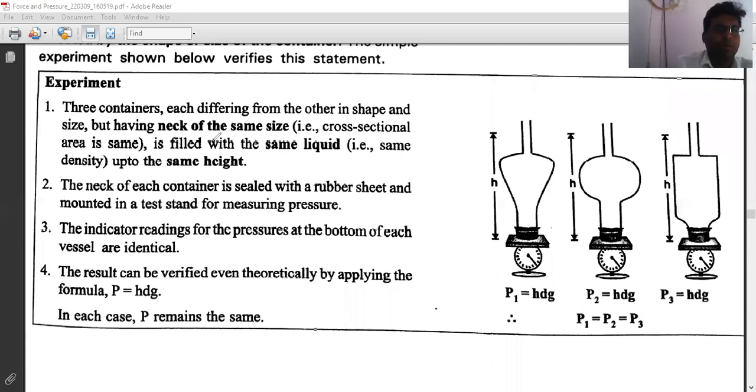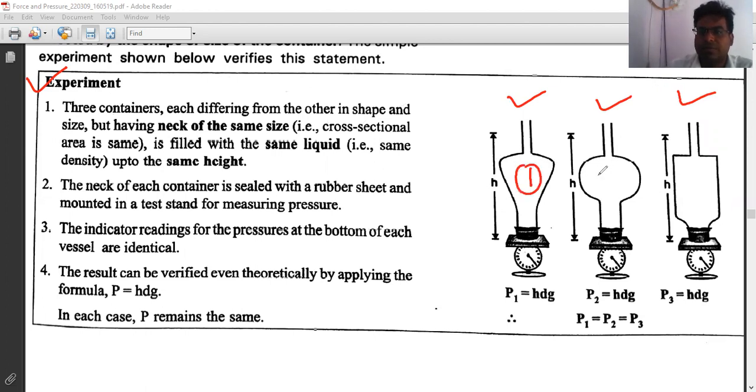So our next topic is, as we know, it is independent of the shape and size, right? So we will see it by experiment. So you can see on the right hand side, there are three types of container whose shape and size are different from each other.